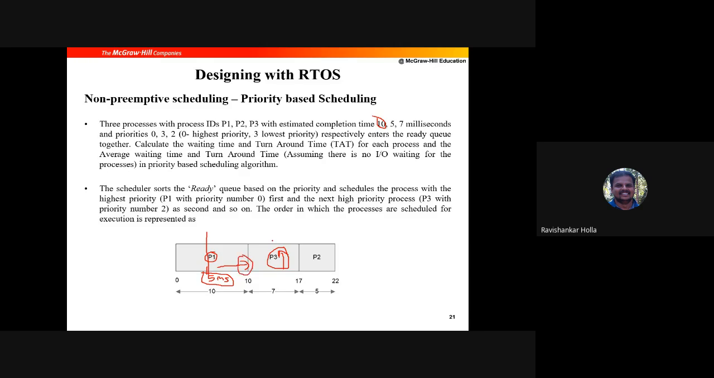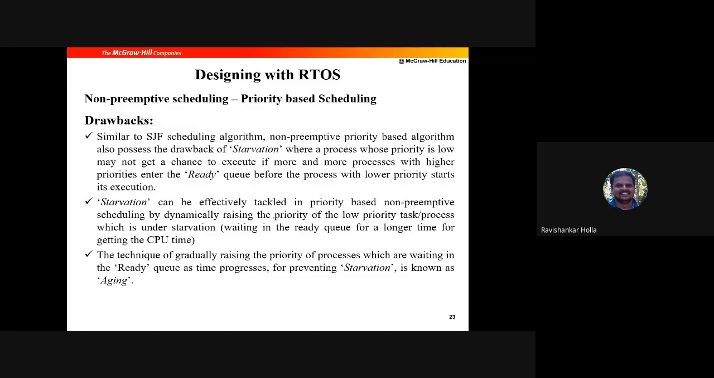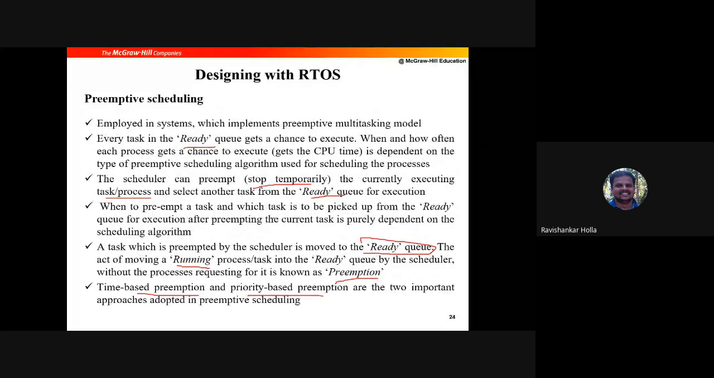Whereas in preemptive, because P3 is higher priority, at the fifth millisecond when it has come, P1 will immediately be pulled away from execution, and P3 will be scheduled. Then P1 will go back to the ready queue. So this is roughly what priority-based or preemptive-based scheduling is.